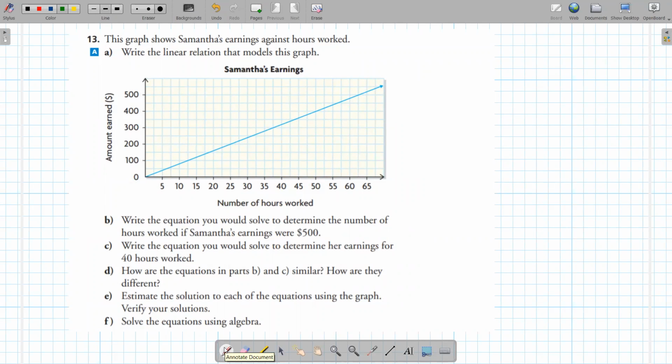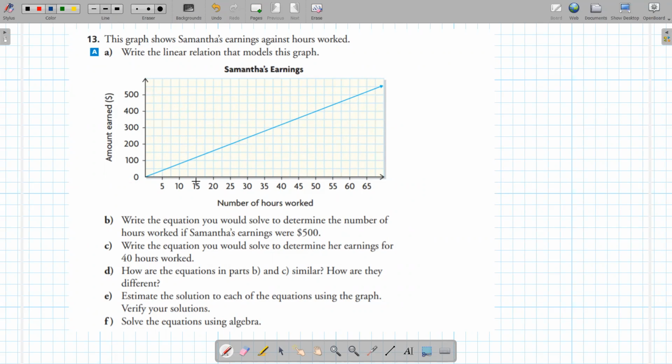So the x would have, no, it'd have to be over 5. No, I don't know how to do that.